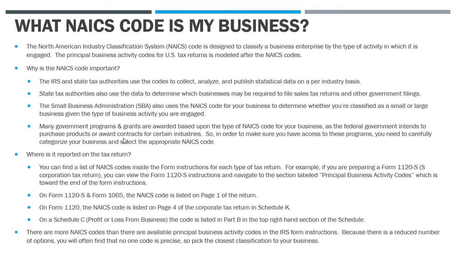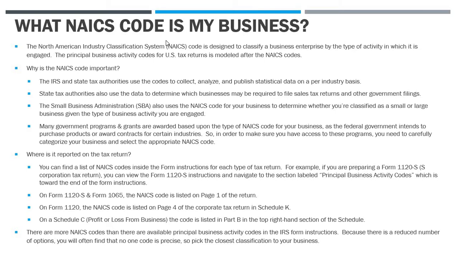Hey there YouTube. In this video I wanted to cover the NAICS codes for your business and what you need to disclose on your tax return. The North American Industry Classification System, the NAICS code system, is designed to classify business enterprises by the type of activity they conduct, right? So if you're in manufacturing, you'll have a manufacturing type NAICS code. If you're in consulting, investment management, restaurants, whatever it might be, you have a separate code for your sector.